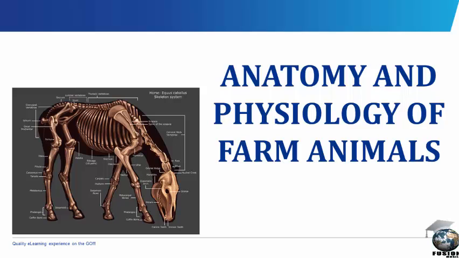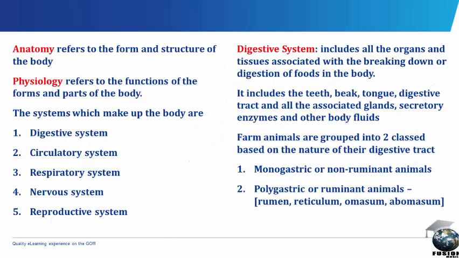Anatomy and physiology of farm animals. Anatomy refers to the form and structure of the body, while physiology refers to the functions of the forms and parts of the body. These two work hand in hand, and for a farmer to handle his animals very well, he has to be conversant with the body structure of the animals and their functions.